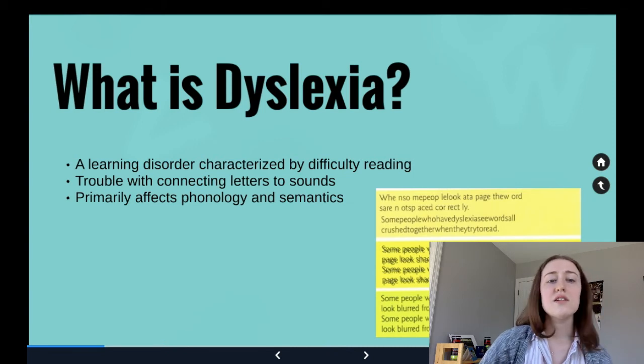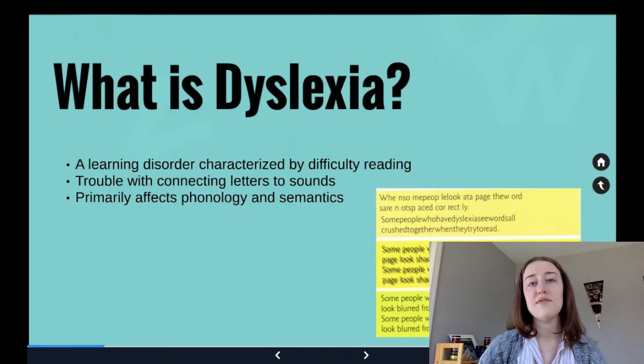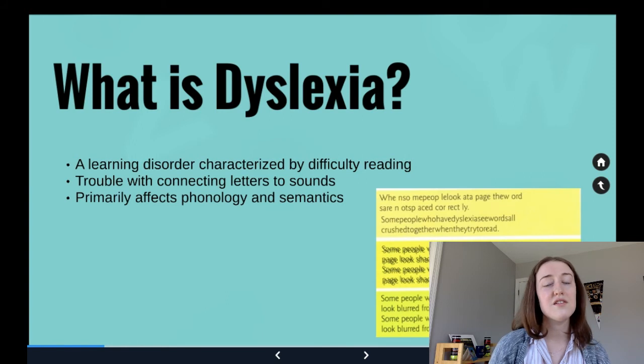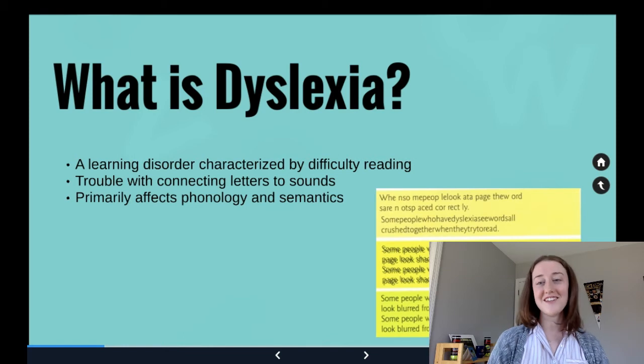So, dyslexia is going to primarily affect phonology and semantics. Phonology is like the study of speech sounds, and semantics is like word meaning in relation to other words within a sentence.